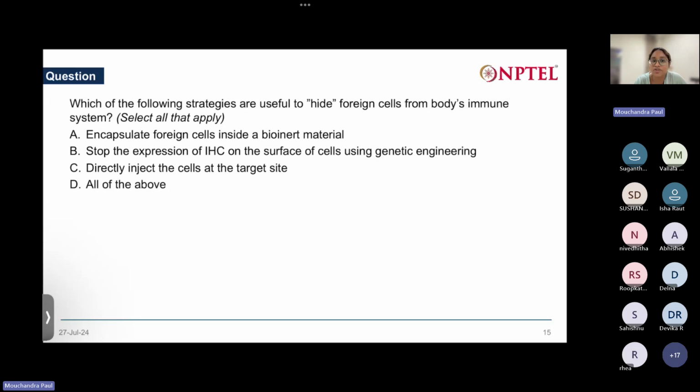We can stop the expression of MHC, the major histocompatibility complex, on the surface of cells using genetic engineering. We can directly inject the cells at the target site, or all of the above.